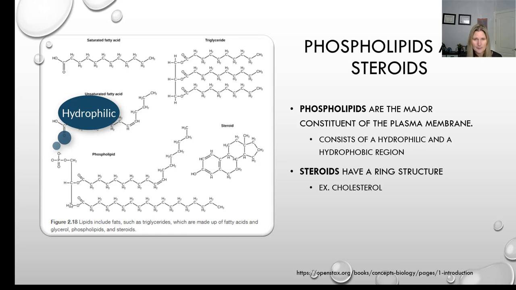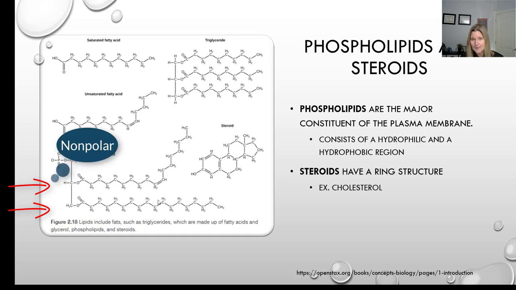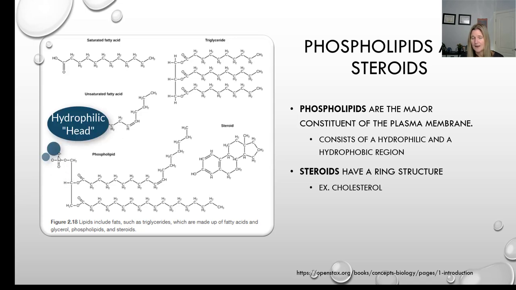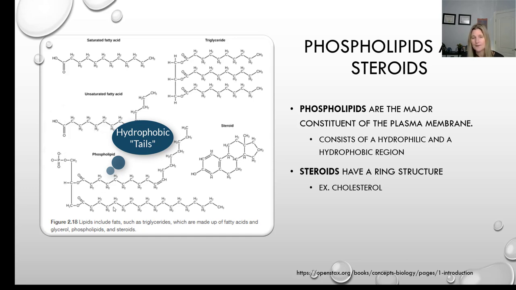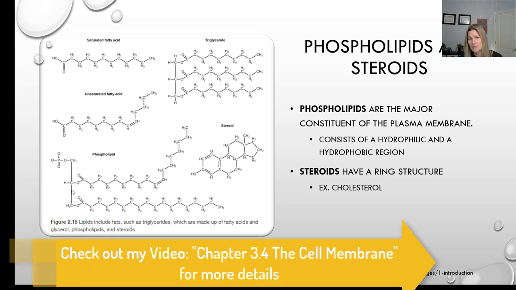That phospholipid is connected to two fatty acids. Fatty acids are nonpolar. And since they're nonpolar, they're going to be hydrophobic. So when we're talking about a phospholipid, they have that unique property of having a hydrophilic head and two hydrophobic tails. Okay, and that's going to be important when we're allowing certain things to enter the cell and certain things to not enter the cell. We'll talk more about the cell membrane in subsequent chapters.